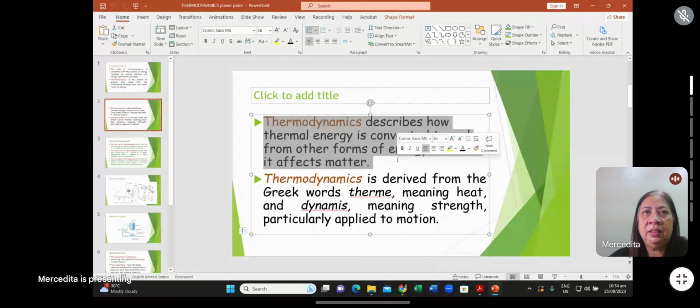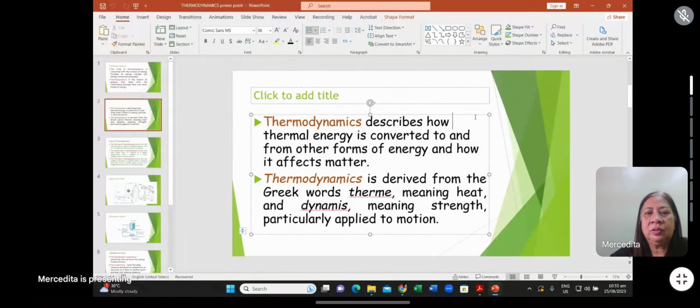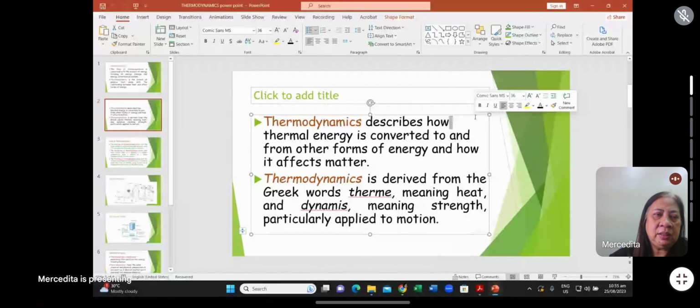Okay. So ibig sabihin, we're going to study the heat transfer, no? The conversion or the transformation of this energy into another form of energy. So, of course, pag sinabi natin heat, it is a form of energy. So, marami pa tayong forms ng energy. We're going to study that.